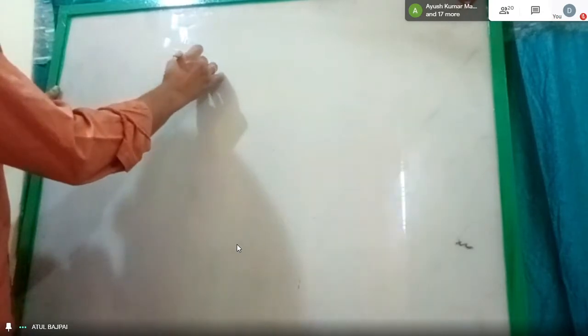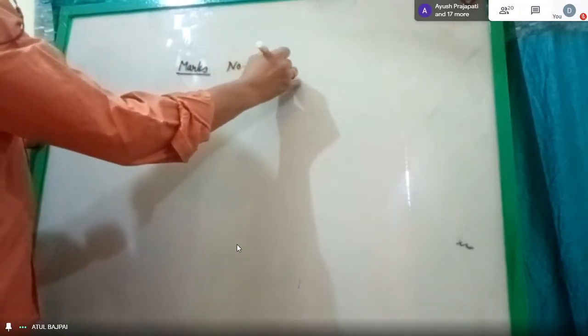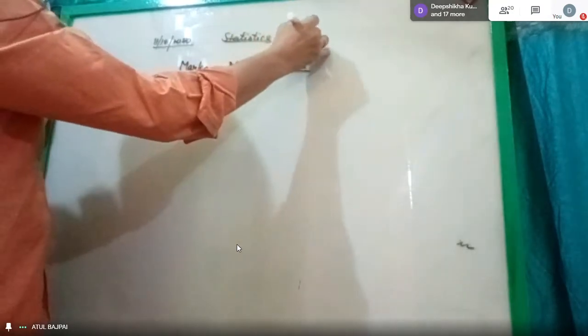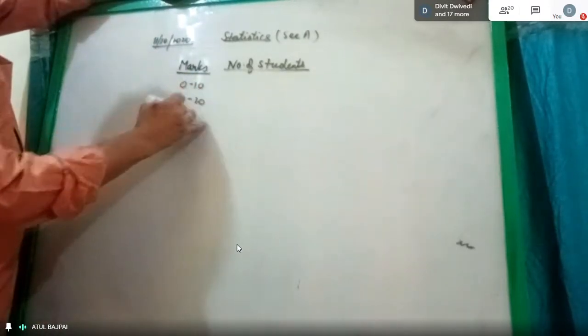Now let us try to apply the formula. Make a table, write down the marks obtained, number of students. Marks obtained: 0 to 10, 10 to 20, continue till 50.